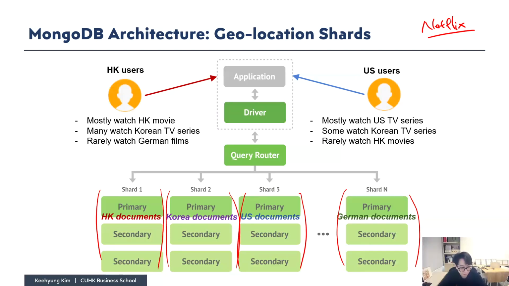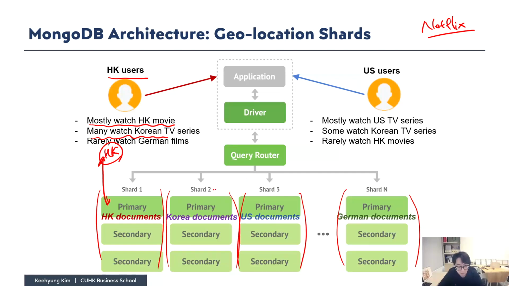So we can do that. And also, in this case, we can also analyze and understand the user's behavior. So let's say that there are Hong Kong users, and when we look at the Hong Kong users, we found that they mostly watch Hong Kong movies. So the shard for Hong Kong, on the primary, we have Hong Kong content. We can put this physically in Hong Kong so that we can serve the Hong Kong people. And we also found that many also watch Korean TV series. So we found that by analyzing their behavior, then what we can do is this.